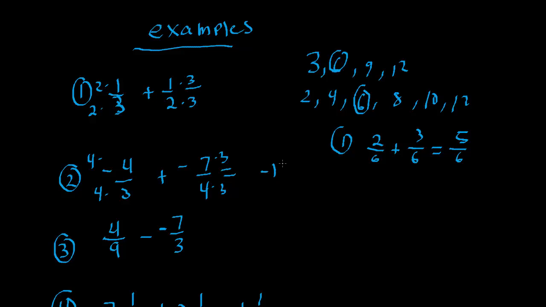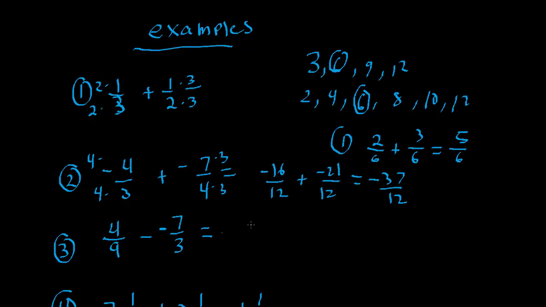So I get negative 16 over 12 plus negative 21 over 12. And this should become negative 37 over 12. Can I reduce this? No. So that's the answer, negative 37 over 12.